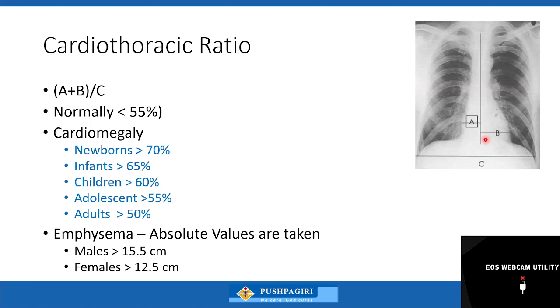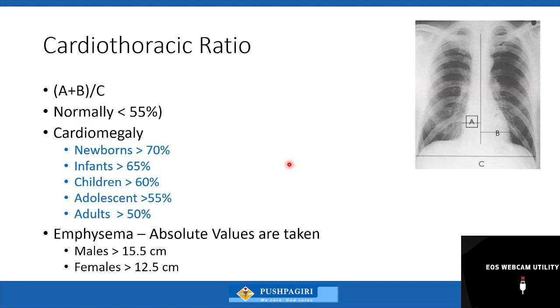And this value differs depending on the age. In newborns, to say that it's cardiomegaly, it should be more than 70%. In infants, more than 65%. In children, more than 60%. Adolescents, 55%. And in adults, around 50 to 55. So that is how we determine whether it's cardiomegaly or not. So these are the values.